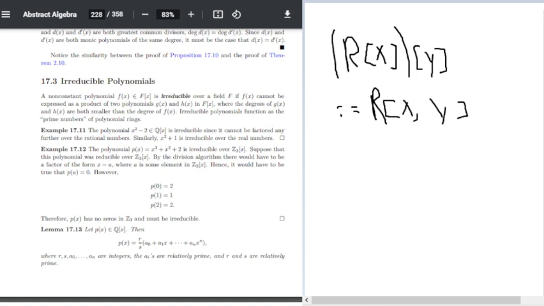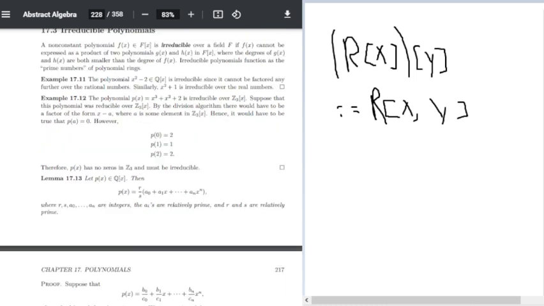Example 17.12. The polynomial p of x equals x cubed plus x squared plus 2 is irreducible over Z3 of x. Suppose that this polynomial was reducible over Z3 of x. By the division algorithm, there would have to be a factor of the form x minus a, where a is some element in Z3. Hence, it would be true that p of a is equal to 0. However, p of 0 equals 2, p of 1 equals 1, and p of 2 equals 2. Therefore, p of x has no zeros in Z sub 3 and must be irreducible.